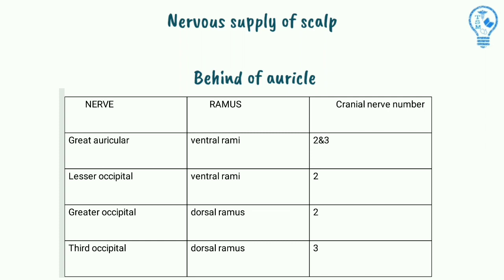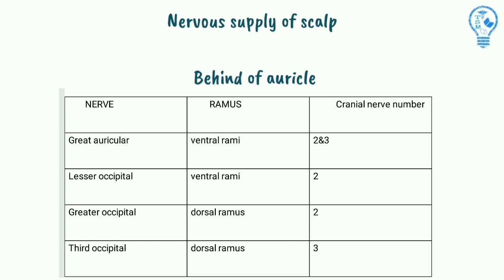The lesser occipital is from ventral rami of second cervical nerve. The greater occipital nerve is from dorsal rami of second nerve, that is second cervical nerve. Third occipital is from dorsal rami of third cervical nerve.